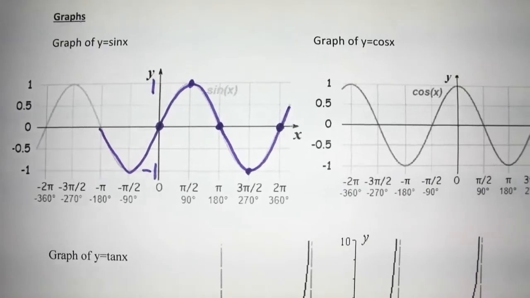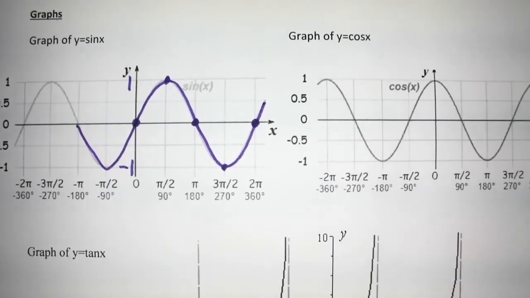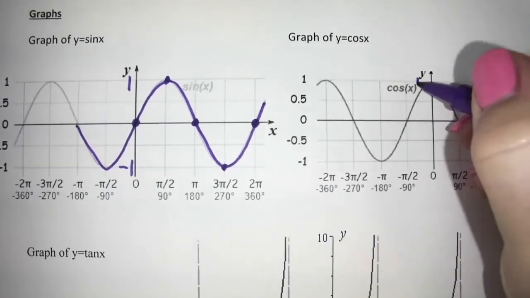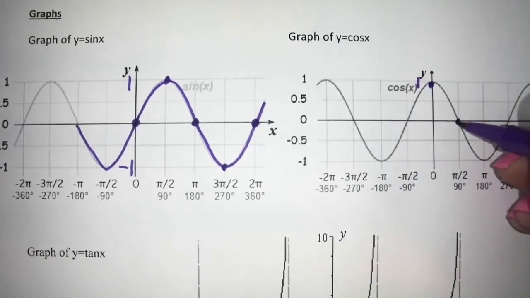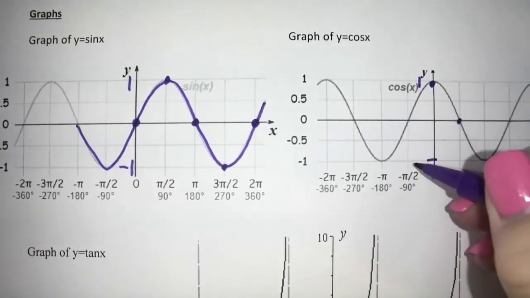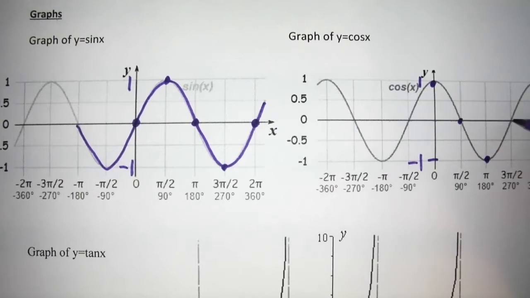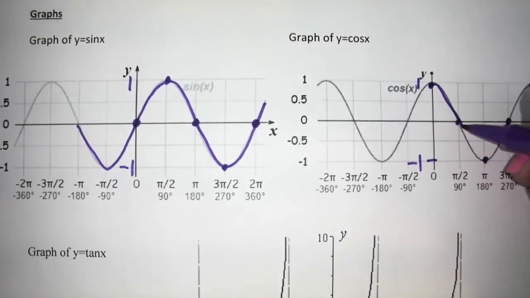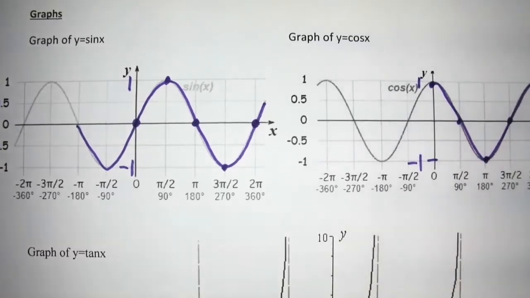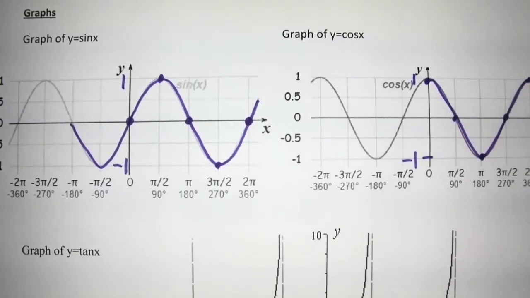Y equals cos x is the same shape, but it starts at 0, 1. So that's our starting point. We get down to 0 at pi over 2, down to negative 1 at pi, back up to 0 at 3 pi over 2, and then back up to 1. So its shape is kind of like that, between 0 and 2 pi.